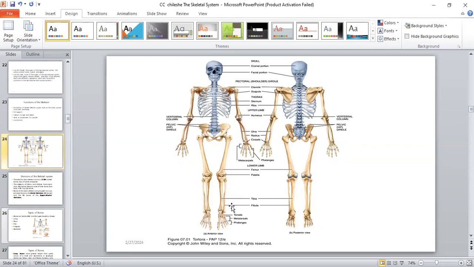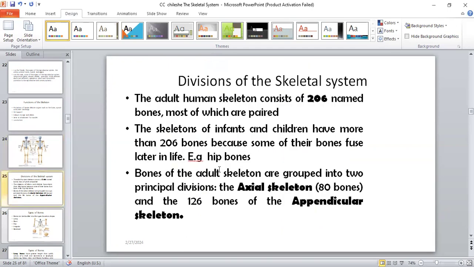We have the second portion of the skeleton, and that is the skeleton that makes up the limbs, starting from the shoulder girdle and the upper limb, the arm, the forearm, the fingers. Then we have the pelvic girdle, the thigh, the leg. And so this part that is in brown is known as the appendicular skeleton. So we have two divisions of the skeleton: the axial skeleton and the appendicular skeleton.